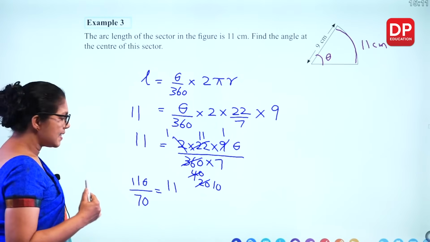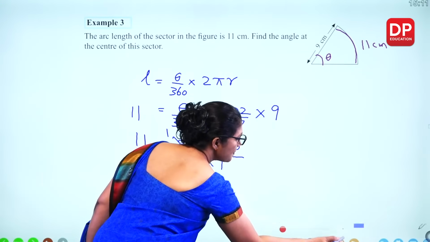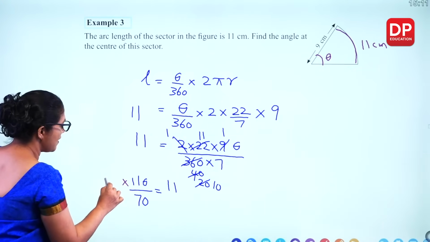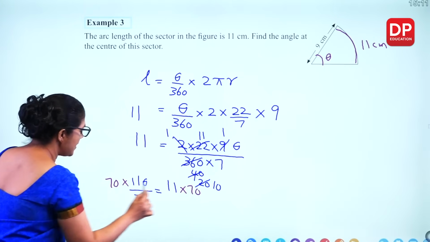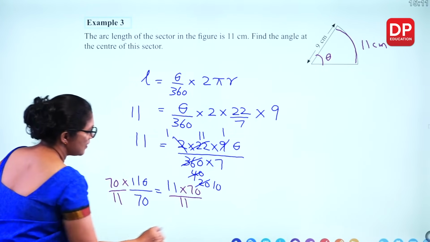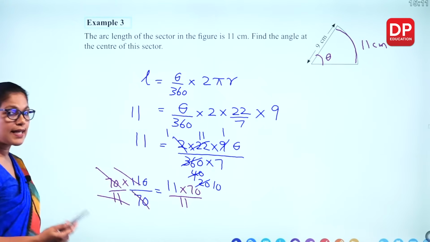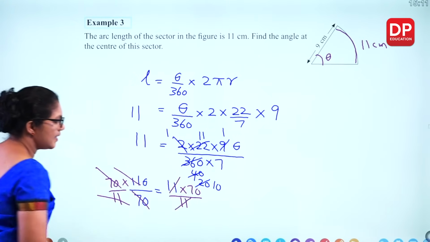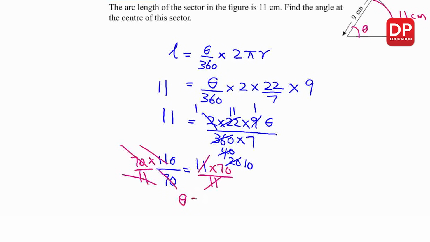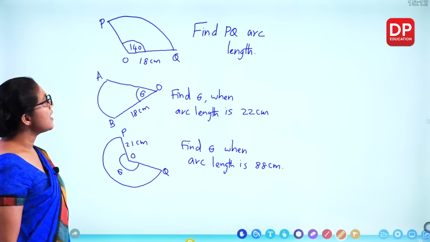So how can I find theta? I can multiply this by 70 and divide this by 11. So try to simplify. 11 gets cancelled out. 70 gets cancelled out. So here also 11 gets cancelled out. So what's theta? Theta is equal to 70. What's the unit here? This is an angle, so we use degrees as the unit of angle. Answer is 70 degrees.